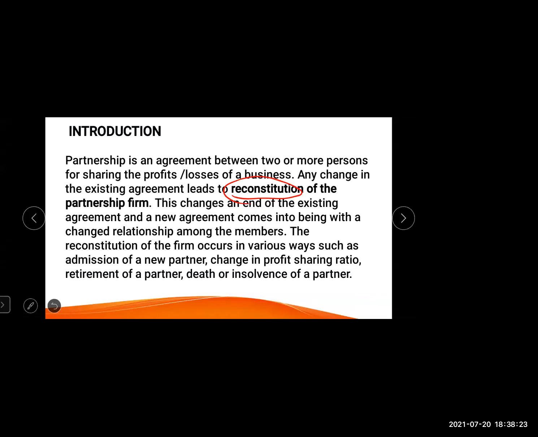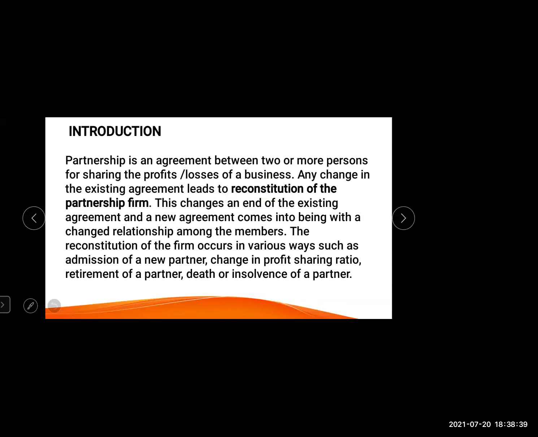There may be some reason for the changes in the agreement. Okay, wo reasons kya hai, we'll see. Now this change can be the end of the existing agreement, or a new agreement comes into being with a change in the relationship of the members.